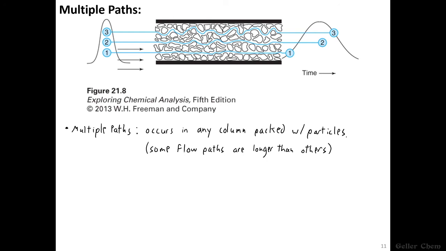And in this case, the broadening is independent of the flow rate. It doesn't matter how fast we try to move those solutes through the column, the maze is the same no matter what. And so we'll note that broadening is independent of flow rate. And there we have our three major reasons for peak broadening.